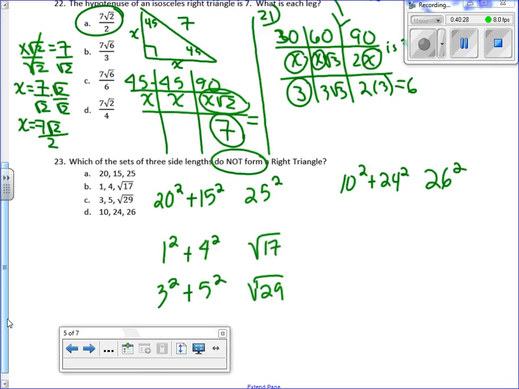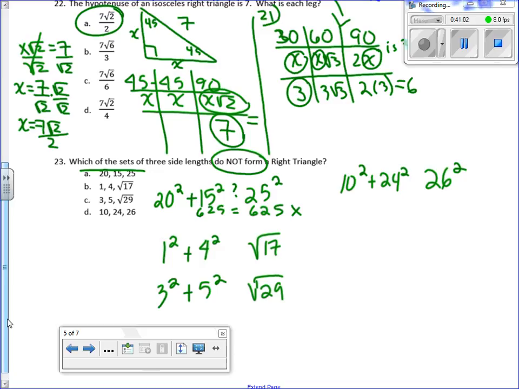Alright, so I just got to plug and chug. Alright, so 20 squared plus 15 squared equals 625. And 25 squared, I remember that from earlier, that equals 625. So it's not this one because that is a right triangle if they're congruent, okay? We're looking for one that does not form a right triangle.